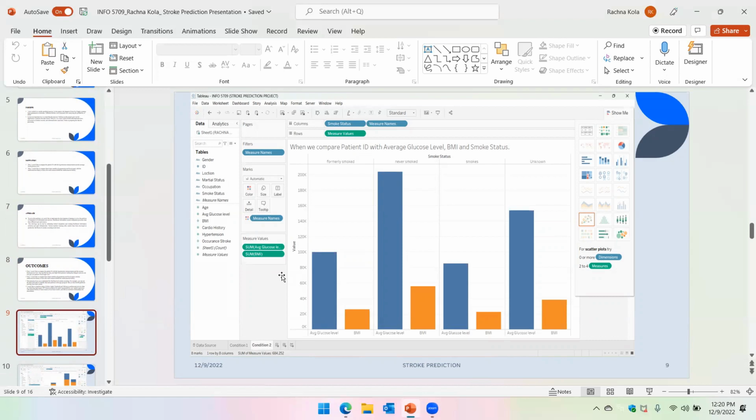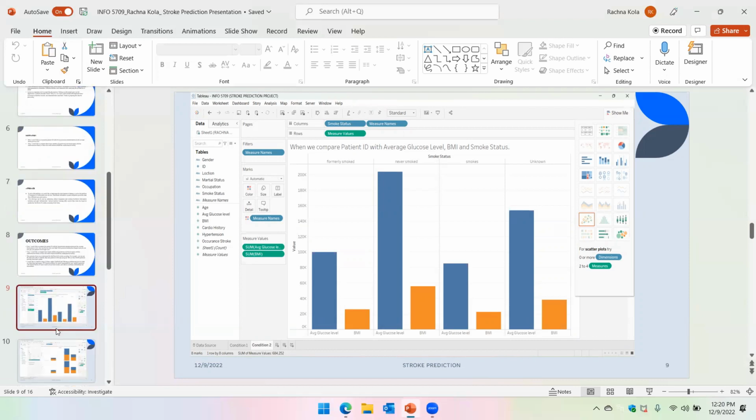So when we compare this patient ID with the average glucose level, BMI, stroke, and the smoke status, we will find out that for the values that run from 0K to 200K, the average blood sugar levels have been higher for the people who have never smoked at all. For the people who have formerly smoked, it is around the average level, but the BMI is also quite higher for the people who have never smoked at all. So this is how this graph represents.